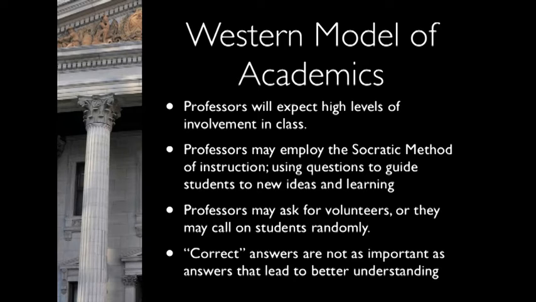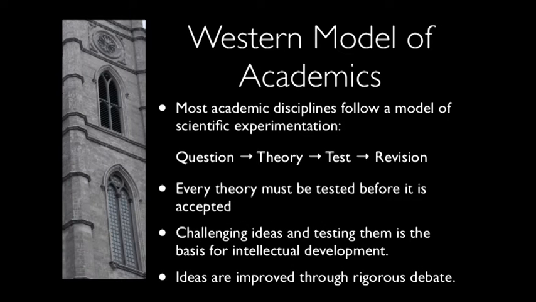Instead of telling you the answer, they may ask you questions to guide your thinking, so that you can discover the answer. This is called the Socratic method. Often, correct answers are not so important as answers that lead you to better reasoning skills. Western academics often rely on what's called the scientific method. This method can be applicable to many things: how you approach a classroom project, or group project, or even how you might structure an essay assignment.